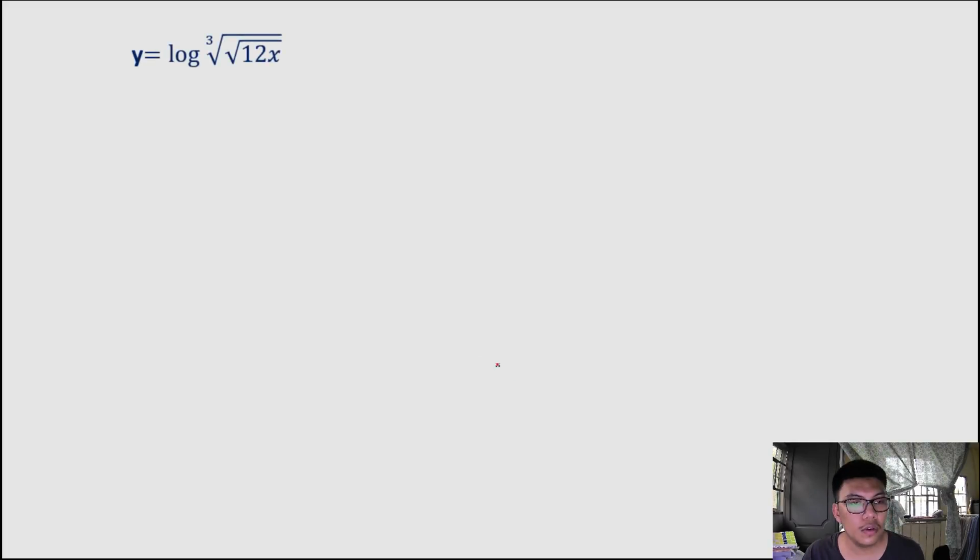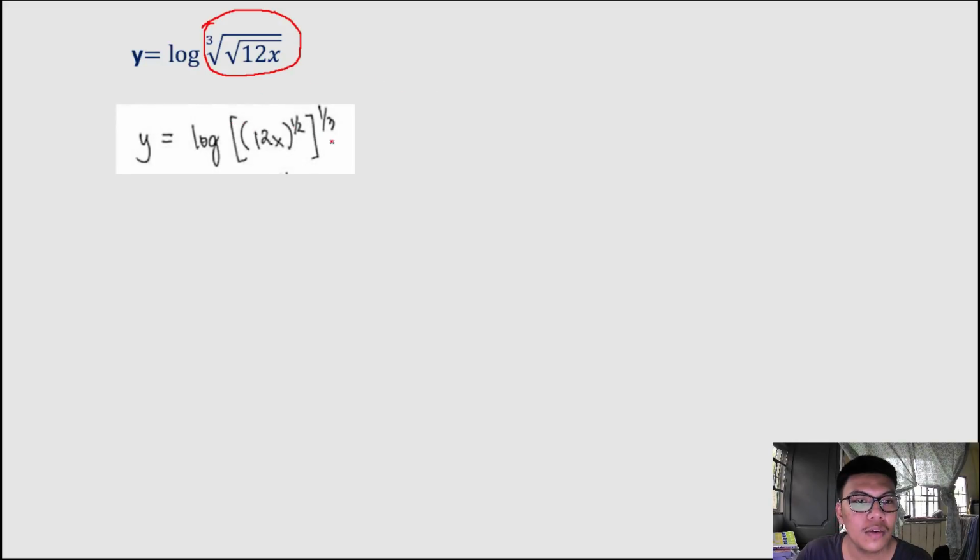So y is equal to logarithm of cube root of square root of 12x. Ano? Kapag itong puro root na lang ang nakikita nyo, huwag kayong kakabahan. So that expression, we can express that into, okay. So kung halimbawa meron kang cube root of x, we can write that into x raised to 1/3, ano? Okay? Siyempre, kung meron ka naman square root of x, we can write that into x raised to 1/2.